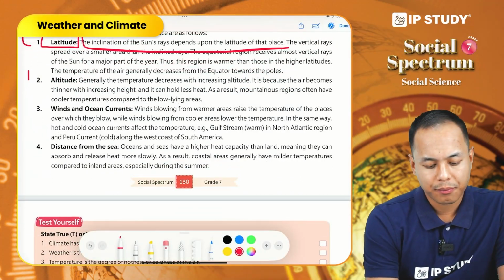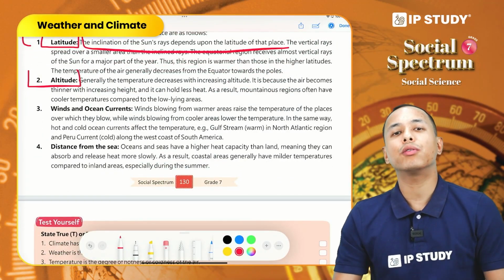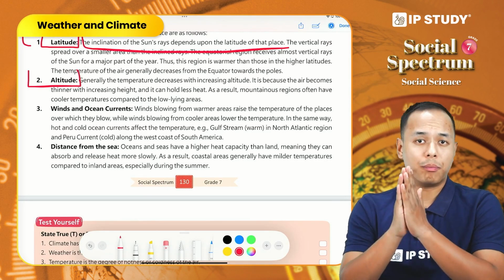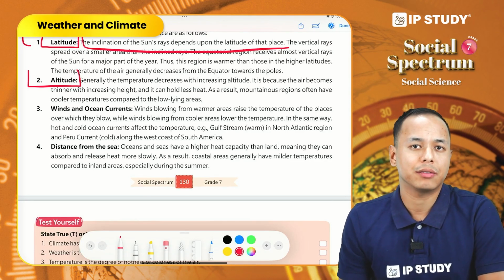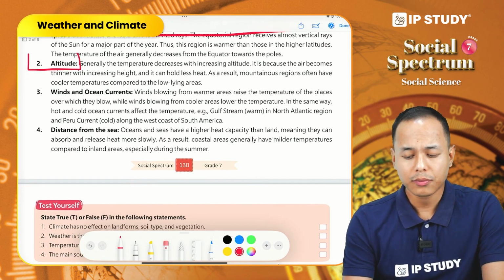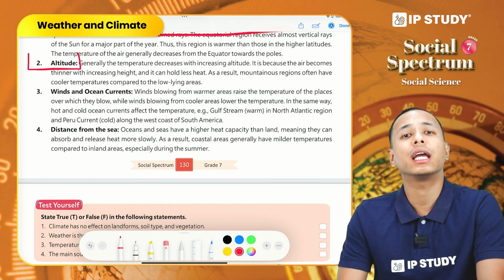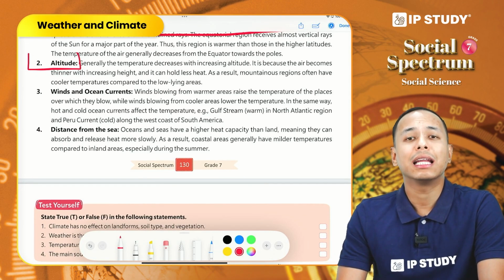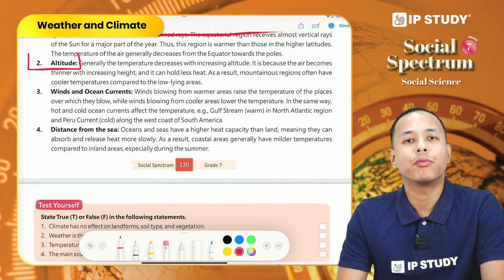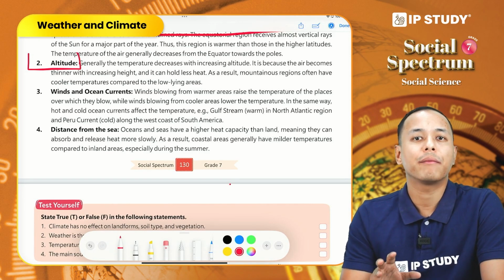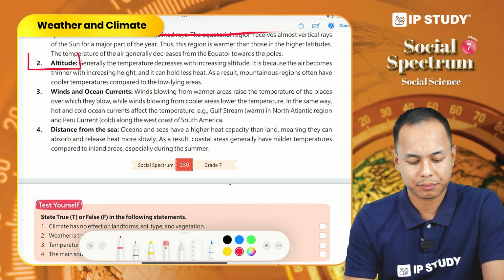Second point is altitude. We know that the air becomes thinner as we move up, with the increase in elevation. Thus, with the increase in elevation, the temperature also decreases because the air becomes thinner and it can hold less amount of heat. That is why mountainous regions are mostly cold compared to plains.